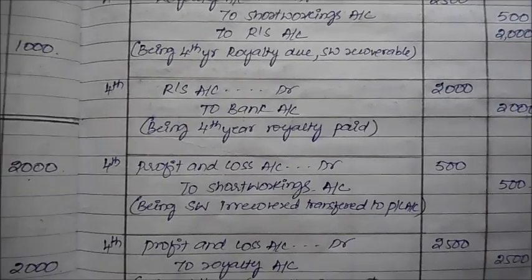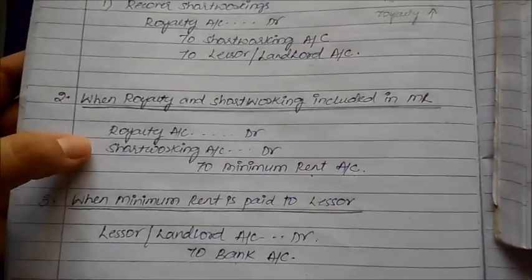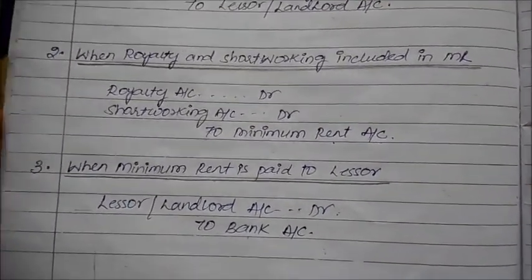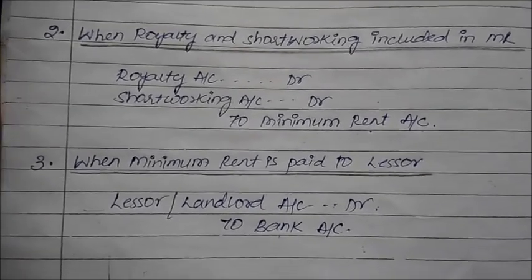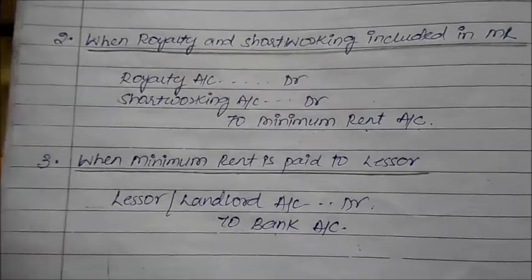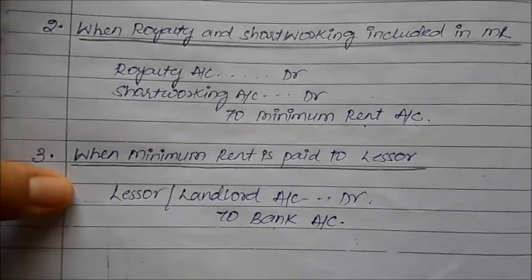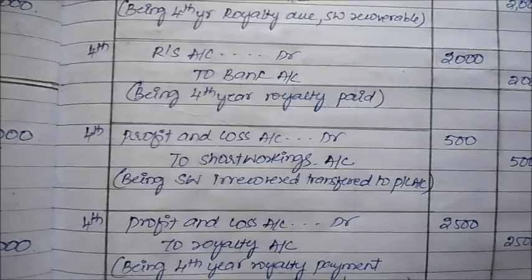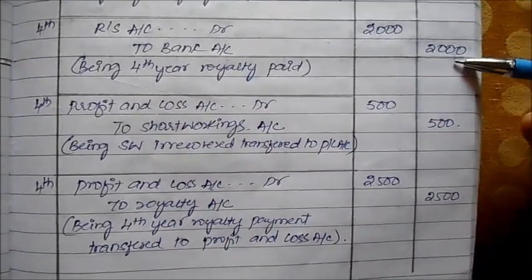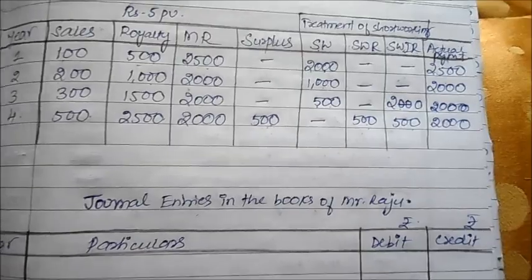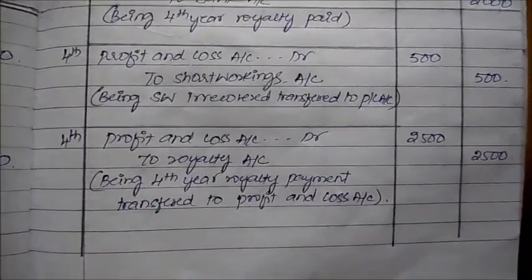Okay, now after this, what is the next entry? Landlord account debit to bank. Now this particular entry will only occur whenever your minimum rent is more than the royalty. Okay, now because royalty is more than the minimum rent, we have surplus, so we will not record the second entry. We will directly go to the third one, landlord account to bank. So it says landlord account debit to bank account. How much are we actually paying? 2000. If you see in the paragraph also, how much are you actually paying? 2000, right?